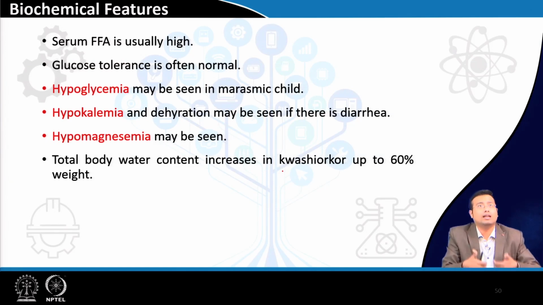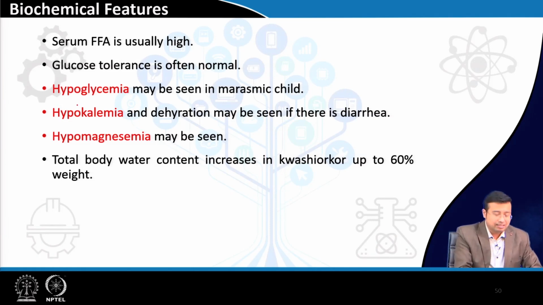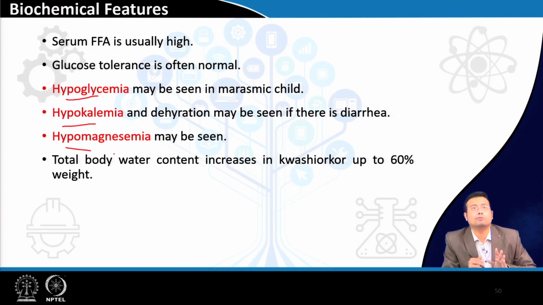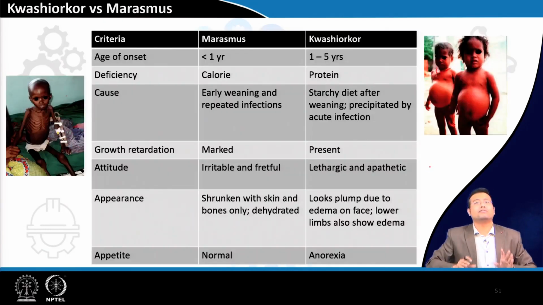Malnutrition, the body is trying to utilize fats. Glucose tolerance is normal and decreased. Glucose, potassium, magnesium: hypoglycemia, hypokalemia, hypomagnesemia. In kwashiorkor, the total water content of the body increases up to 60%. So, this is the difference, compare and contrast between kwashiorkor and marasmus.